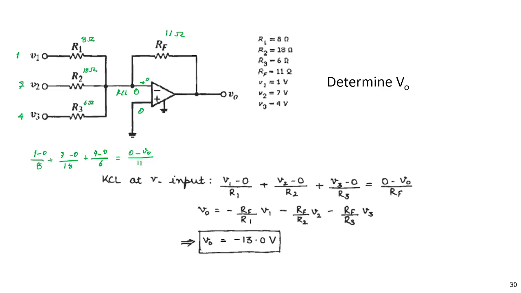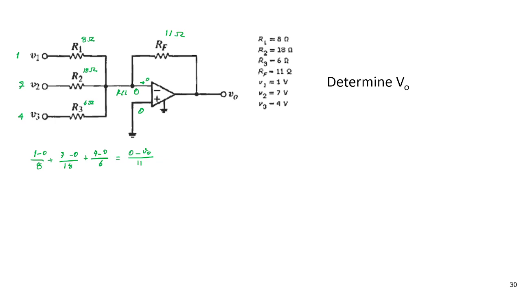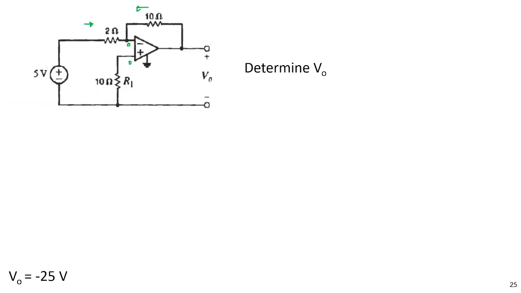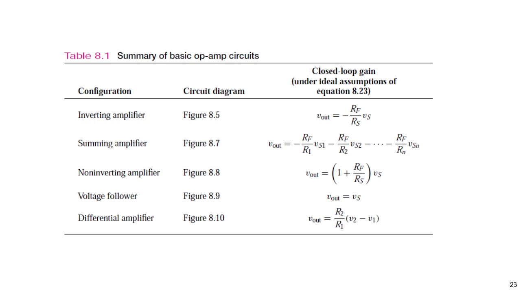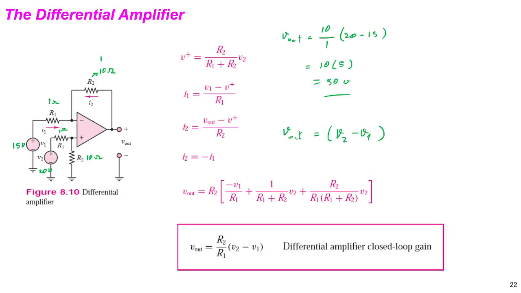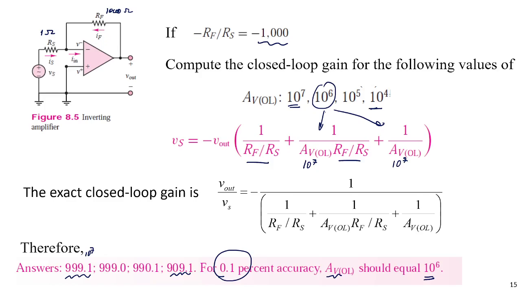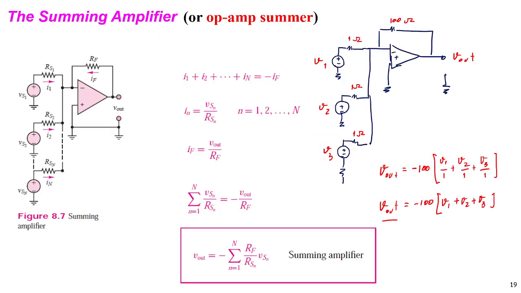Not so difficult. Op-amp summer. Summing amplifier, with negative gain, right?